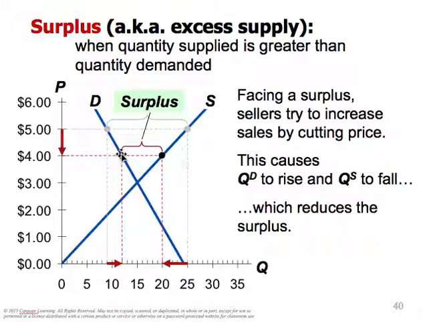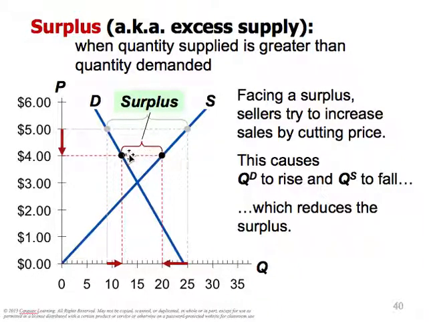At the same time, because the price is falling, quantity supplied falls. It falls from 25 to 20. So again, we have a downward movement along the supply curve, but we still have a surplus here. Still, quantity supplied is bigger than quantity demanded when the price is $4. Although the surplus has reduced, and is smaller than the surplus before, there is still a surplus.